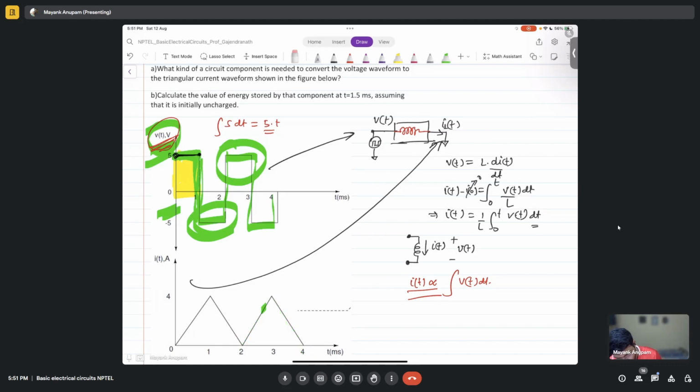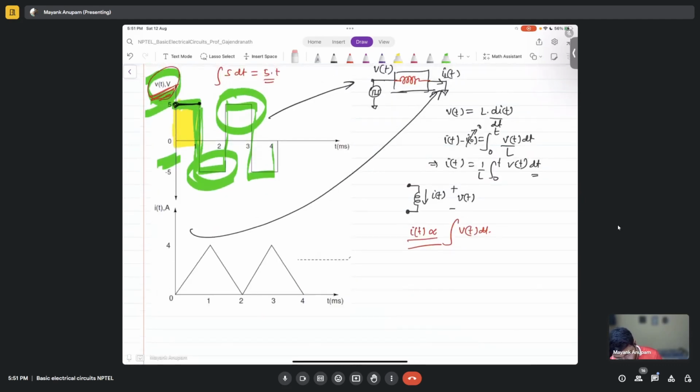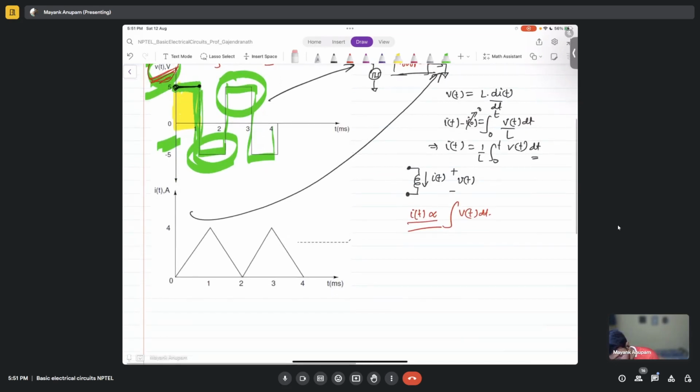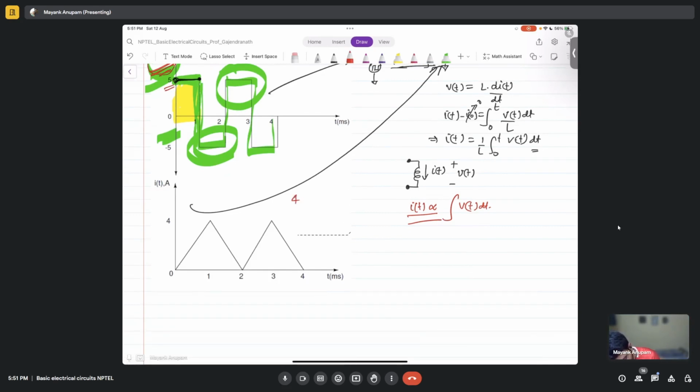Sir, when V is 5, then di by dt is 4 by 1 ampere by millisecond. When V is 5, then di by dt is what? It's actually 4 ampere by millisecond. Yes. So it will be 4,000. Oh, sorry, 4,000 ampere per second, right?